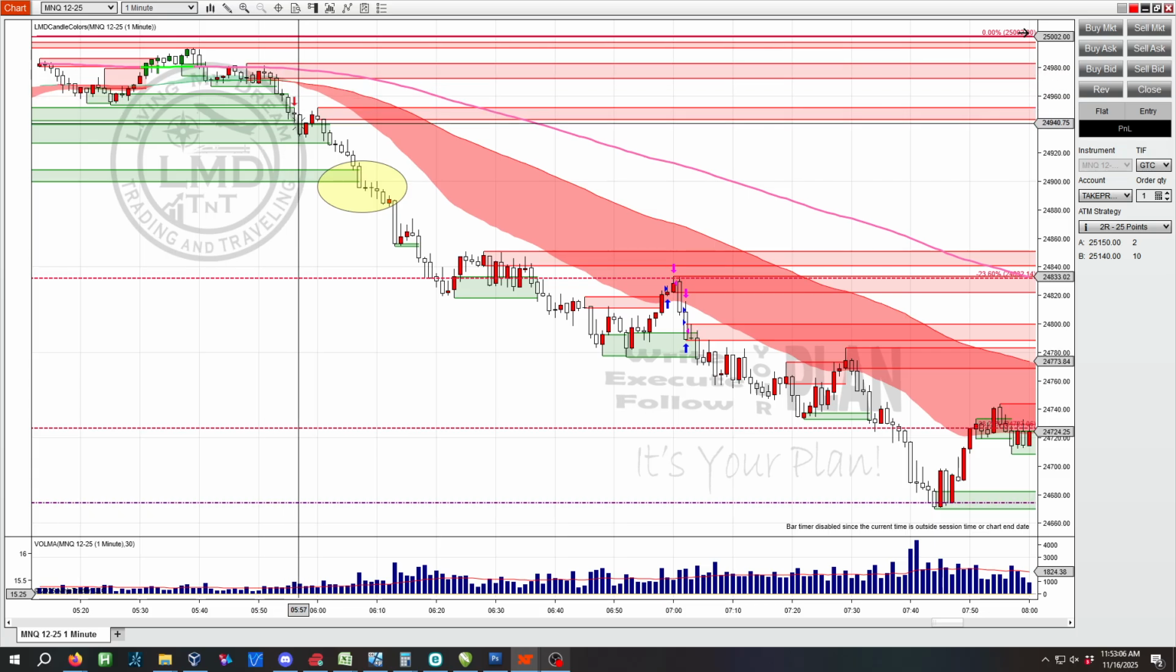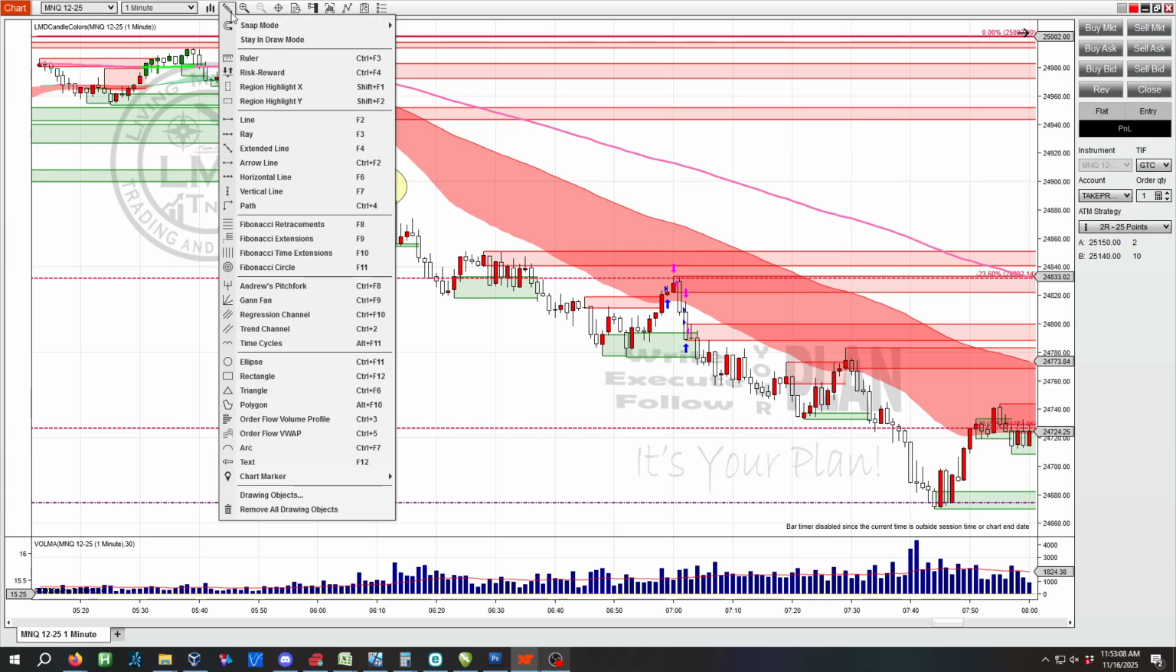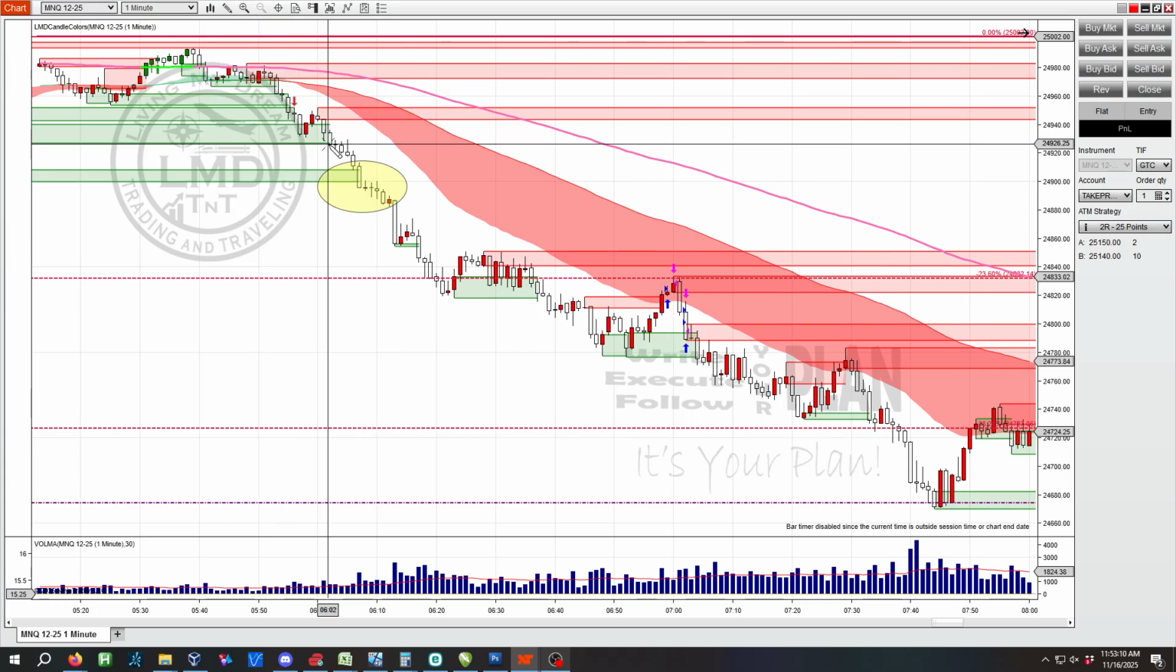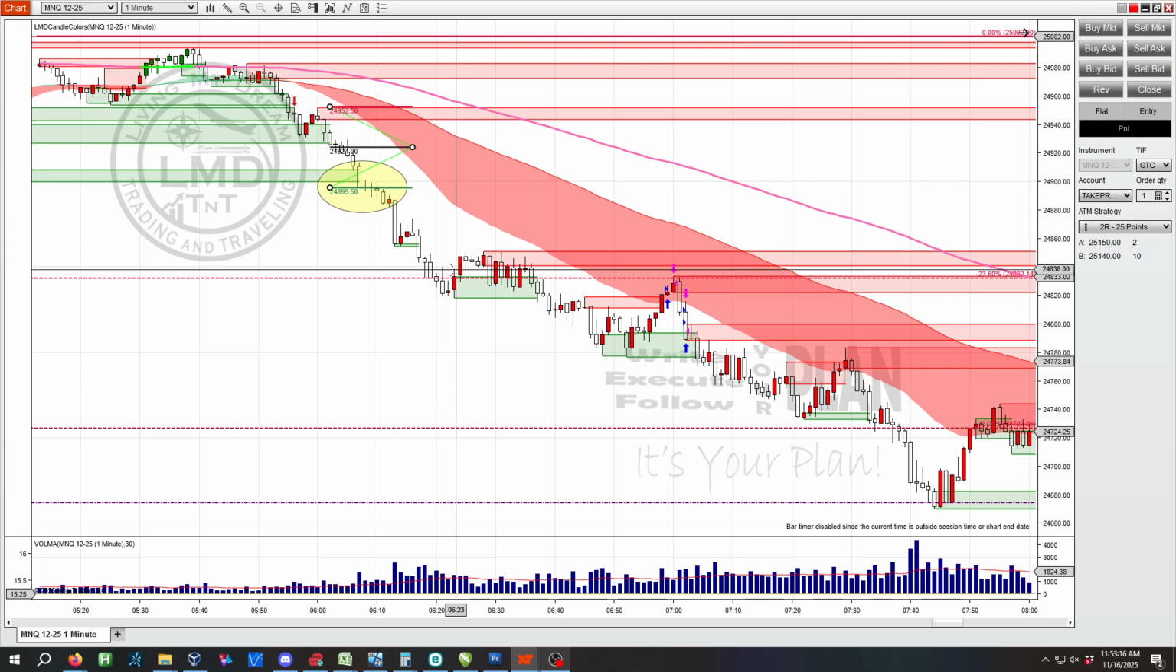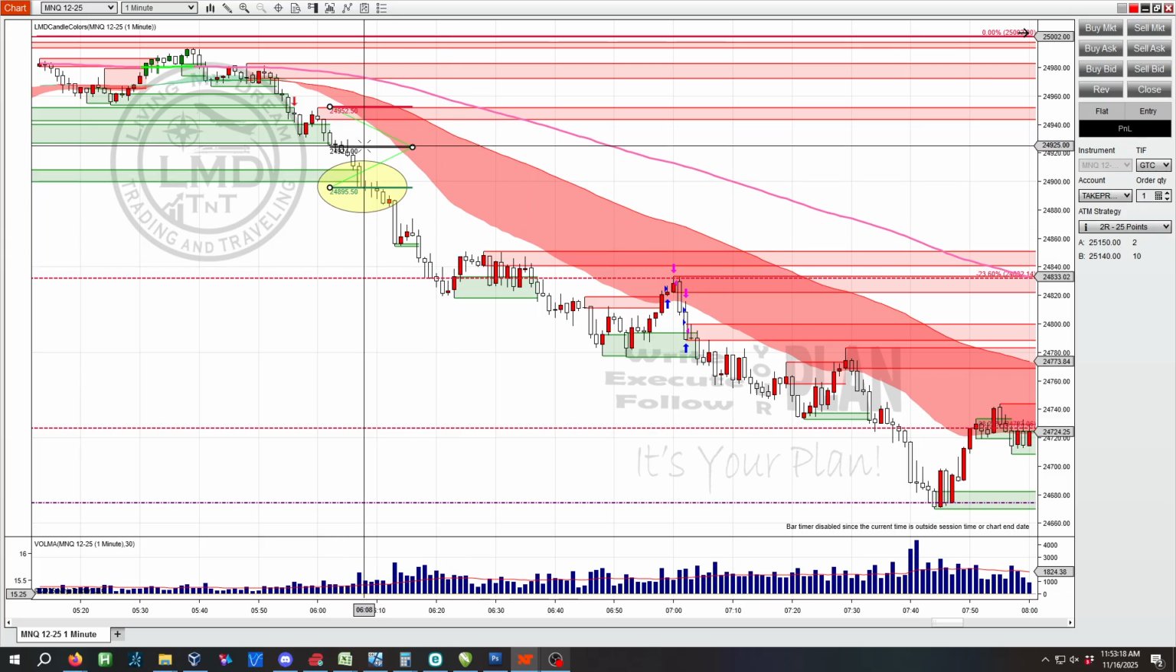If I missed this one, there's another opportunity. Watch this. Entry on the break, stop on the top side. This thing is going 1R in about 5 minutes. It's literally going 1R in about 5 minutes.